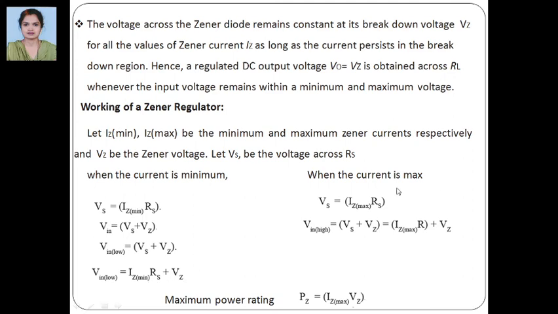And when current is maximum, Vs is Iz maximum into Rs. Replace this value here, so Vin high is Iz maximum into Rs plus Vz. So the input voltage range should be between Vin low and Vin high so that the Zener works at a constant output voltage. Then what is the maximum power rating of this Zener? That is Pz equal to Iz maximum into Vz.